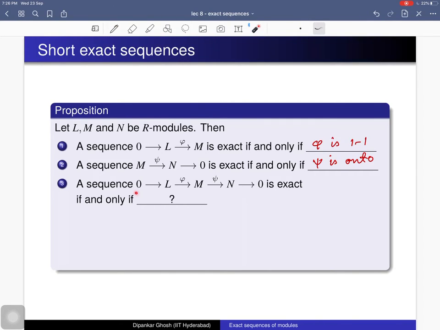Next you consider this sequence. This sequence is exact, that means at each point it is exact. It is exact at this point, which is equivalent to saying that phi is one-one, that we have already observed. It is exact at this point, which is equivalent to saying that psi is onto, and it is exact at this point by definition if the image of this phi is the same as the kernel of the next map psi.